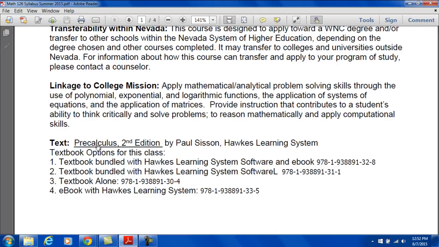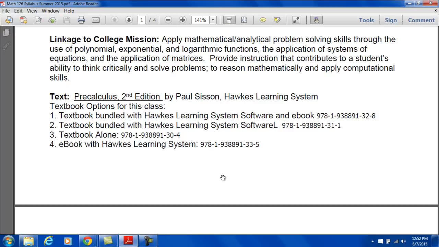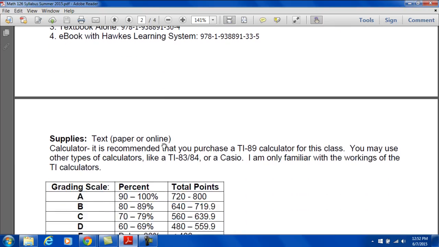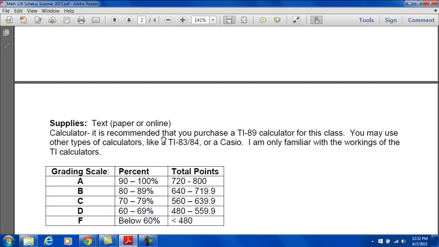skills. The textbook is Pre-Calculus 2nd edition by Paul Sison and the Hawks Learning System. You have some options there. You can get the book by itself. You can get the book bundled with the online software. You can get the ebook. You can get the ebook with the online. So you have a lot of choices. Now, if you want to do your homework or exams online, you must get the online access. So the supplies: you have to have a textbook of some type, either paper or online ebook.